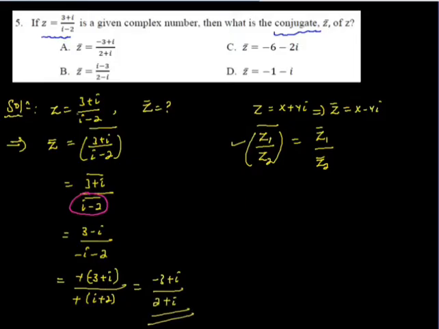Therefore, the conjugate of the given complex number is expressed in this form. You can also rewrite this in different ways. For now, this is the conjugate of the given complex number. So from the given choices, our answer will be A.